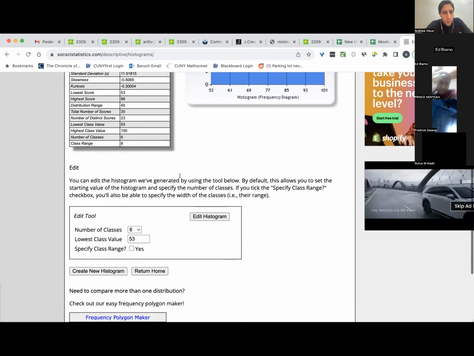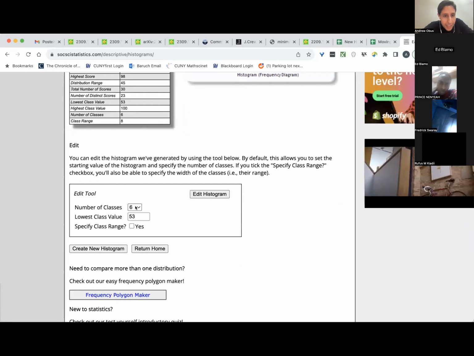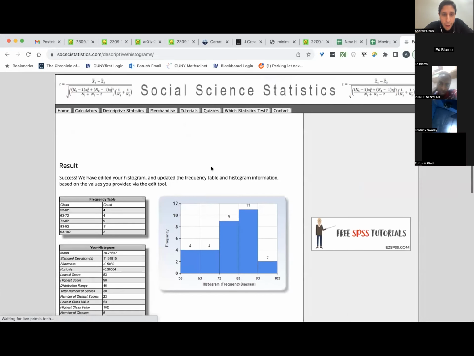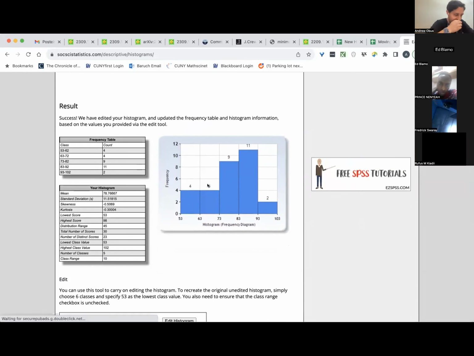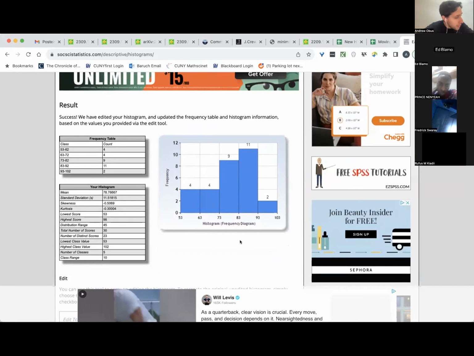So now, what do we do? Well, we can edit. It shows that the number of classes is 6. Let's say we wanted 5 classes instead. So we can switch to 5 and click on Edit Histogram. And now it's going to have this histogram, which is what we wanted. But it's still not exactly our histogram because it's using 5 classes, but not having them run from 53 to 98. It's having them run from 53 to 102.